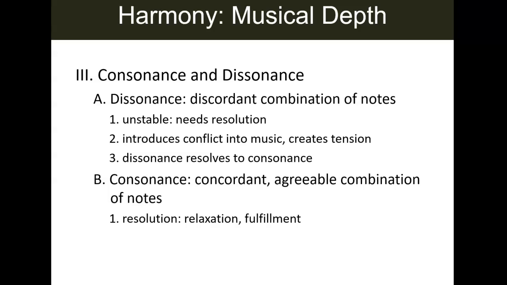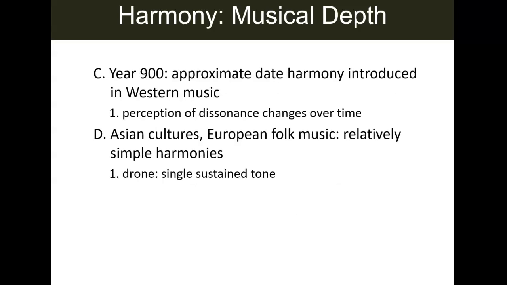Consonance, on the other hand, is more peaceful, more relaxing, a sense of completion, fulfillment. So the combination of dissonance and consonance is very important. That dissonant chord leads to a consonant chord, and that gives, as we talked about in the other chapter, a sense of completion. A cadence is usually a place where you're going to have a dissonant and then a consonant chord.